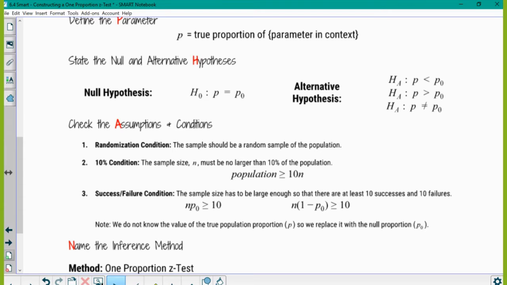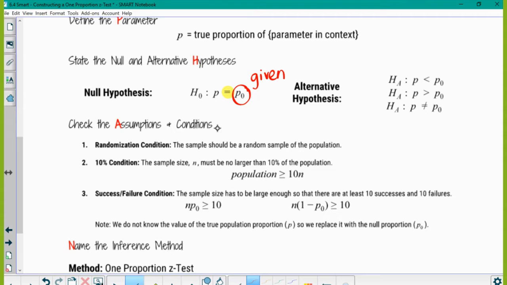Hypotheses, this is similar to what you did in 6.3. Our null is always going to be equal to, all of the time. Your null should be nothing but equal to. And p naught is going to be the given in your problem. This is usually given to you. It's usually the national average, the CDC does something, you have been told it's this percentage. That is going to be a given value that you're going to claim is the null hypothesis.